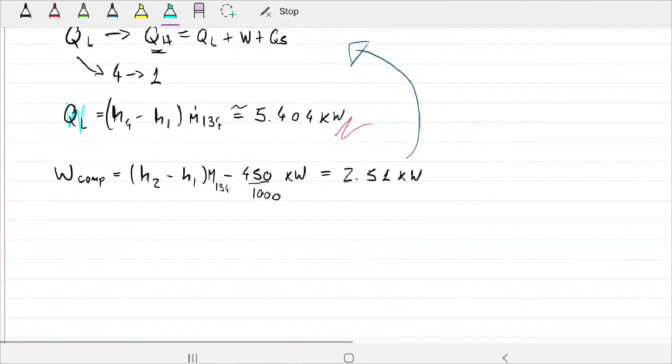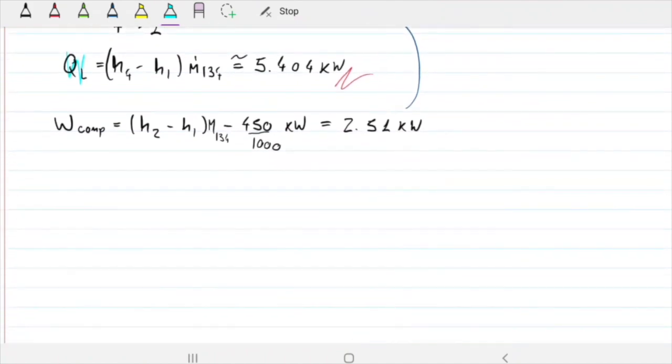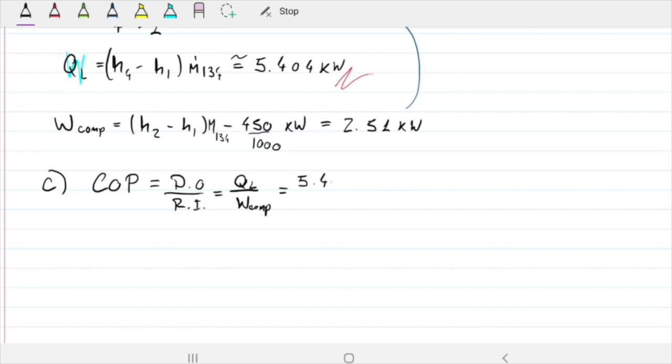Okay. All right. So now we need a coefficient of performance. We know that's the desired output over the required input. In this case, our desired output is the QL, the removal of energy from our system, and what we need to input is the work of the compressor, right? And that's why the surroundings help us, because now we need to put in less work, 450 watts less. It's not that much of a difference, but it's less work. So this is 5.4.